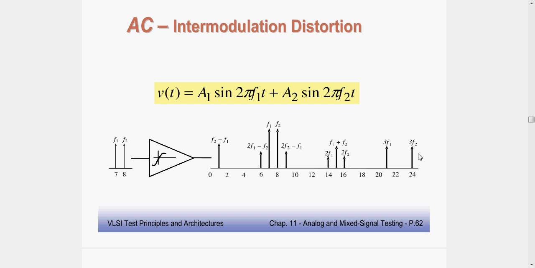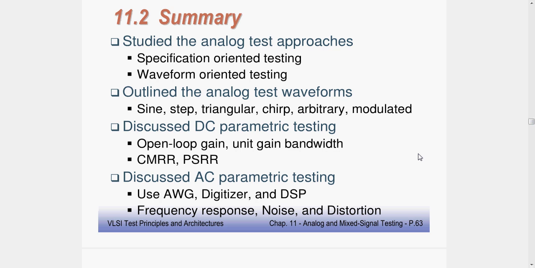To summarize the topics that we have covered in this lecture: there are two different types of analog test approaches, one is specification oriented and the second is waveform oriented testing. I have outlined the different analog test waveforms: sine, step, triangular, chirp, arbitrary and modulated signals. And we have discussed the parameters that we need to measure for DC and AC parameter testing.